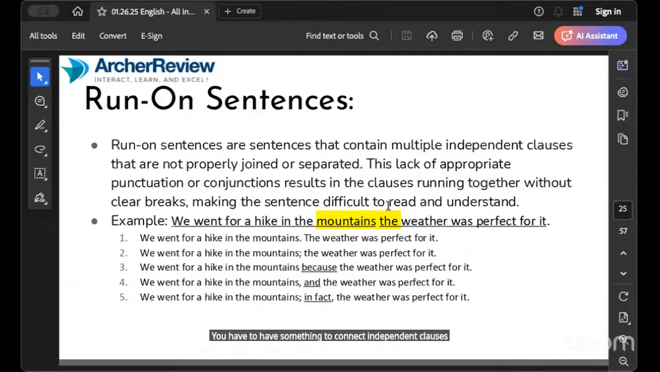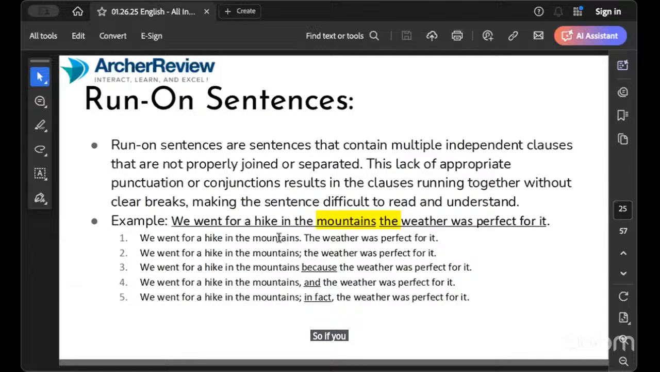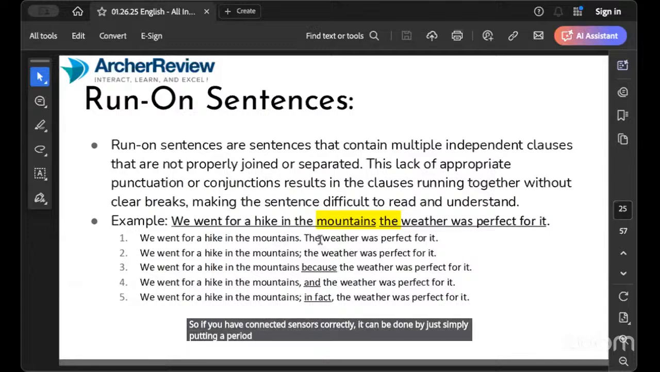Now, there are a wide variety of ways that it can be done, but we're going to go through them, not that you're going to make the corrections on the exam, but you need to know what you're looking for. So if you have connected sentences correctly, it can be done by just simply putting a period and capitalizing the next word.